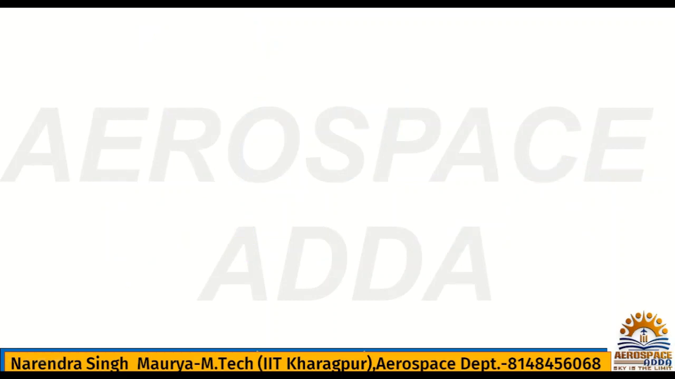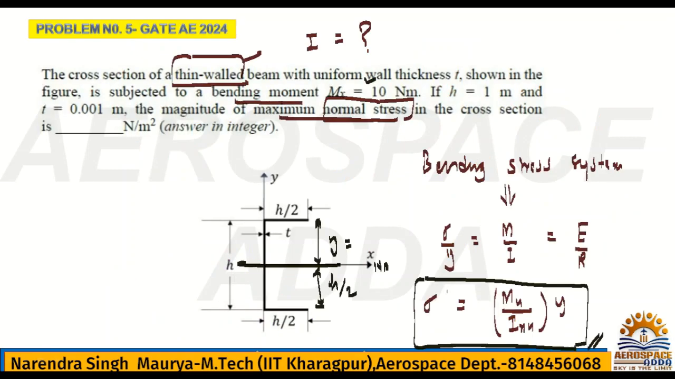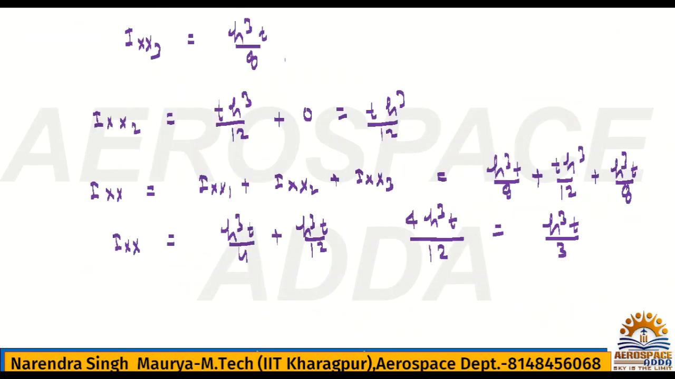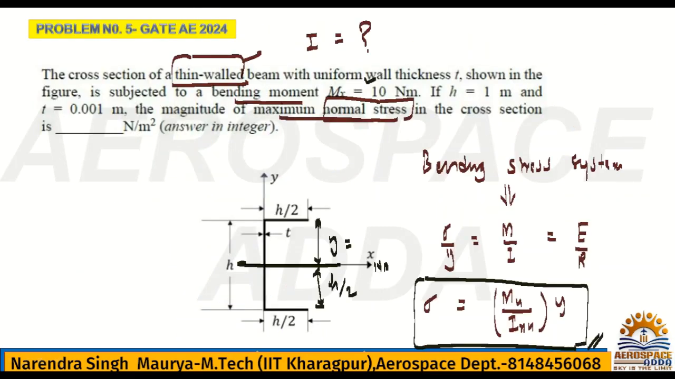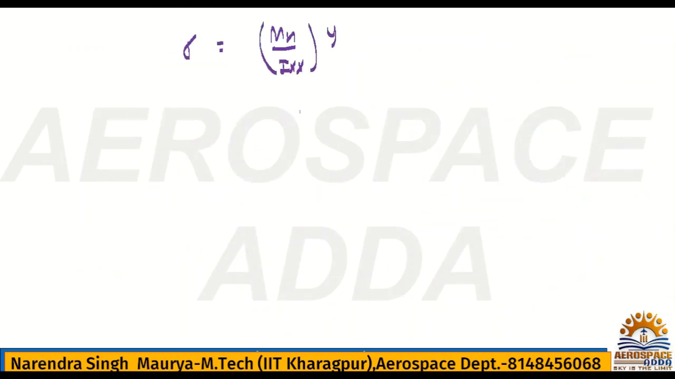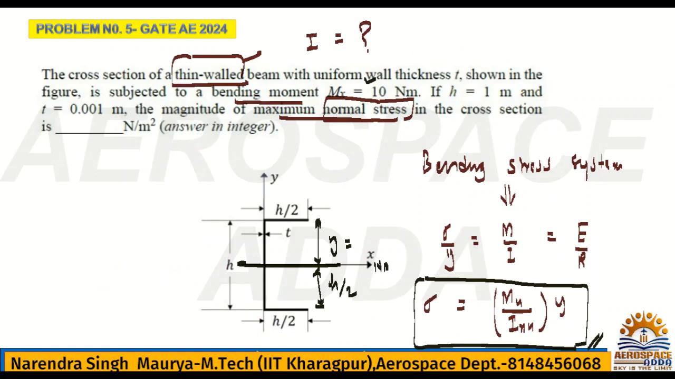Now we have to use the formula. What is the sigma? Check the formula. Sigma is nothing but MX by I axis into y. In the problem itself, if you read here, they said the maximum normal stress. So if they are saying maximum normal stress, you have to write the maximum distance from the neutral axis. So this sigma max is nothing but MX by I axis into y max. What is the value of MX? Sorry, I'm taking so much time, but I'm trying to explain step by step so that you clearly understand. That's the point here.